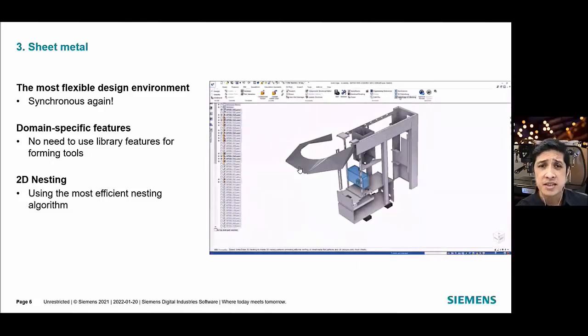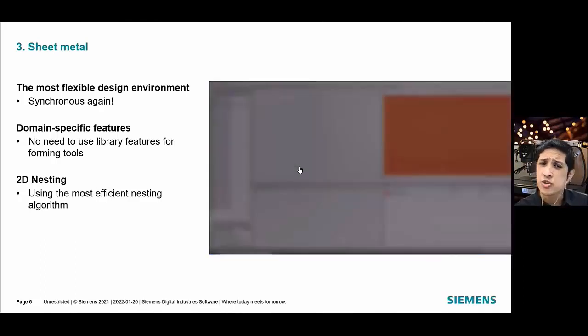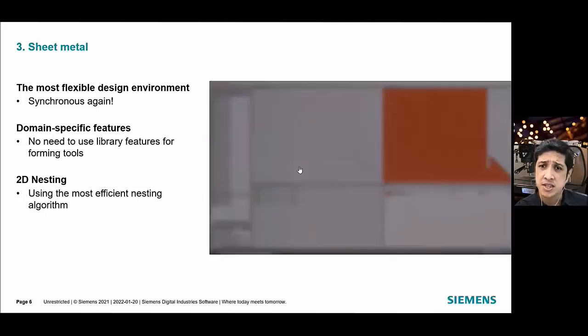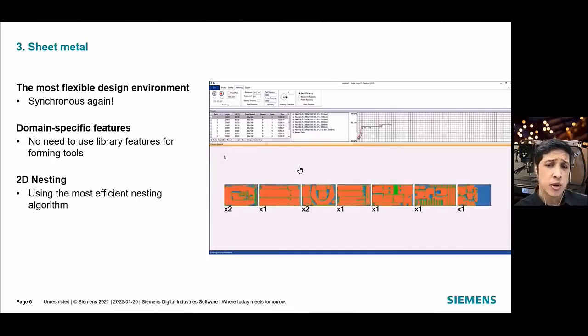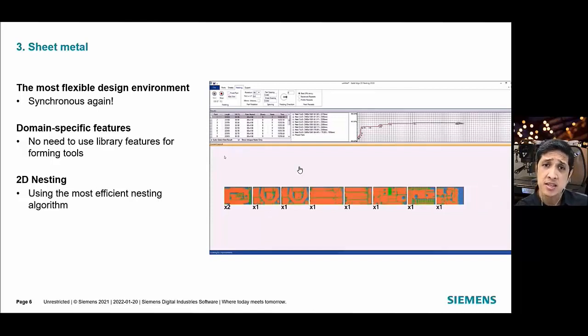Next is something fairly recent, 2D nesting, which goes beyond just the creation of sheet metal parts and looks at optimizing the material that you need to manufacture these sheet metal parts. It automatically extracts the required data from Solid Edge. You can select multiple blank sheet sizes and then start the optimization process.